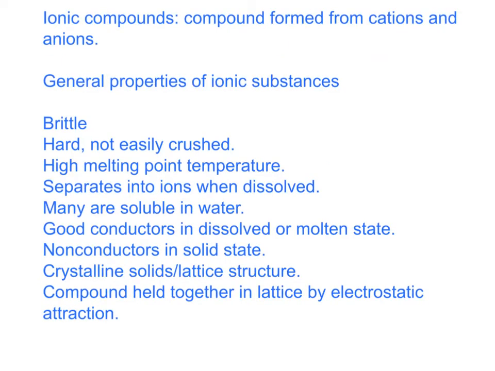There are general properties that ionic compounds, which are compounds formed from cations and anions, all contain, or contain most of these properties. A general property of most ionic substances is, first of all, they are brittle, meaning easily broken up.